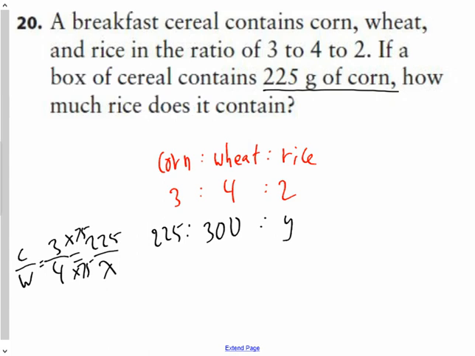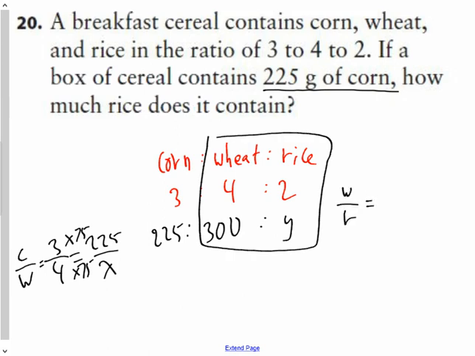So now I have a second proportion to solve. So I'm going to use a wheat to rice proportion. And I'm going to say the wheat to rice proportion is 4 parts wheat to 2 parts rice. If there are 300 parts of wheat, how many parts of rice are there? Okay. And we could probably see that the real ratio of wheat to rice is 2 parts wheat in lowest terms to 1 part rice.